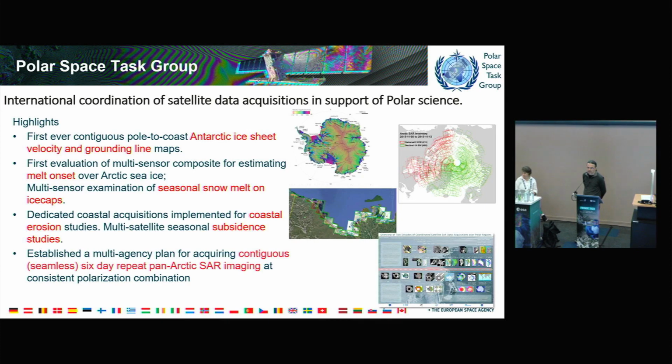and that was produced by our group, but wouldn't have been possible without the coordination from the various space agencies. And the slide also lists some other aspects. This was support of polar science, so it was sea ice, ice sheets, also snow and permafrost.